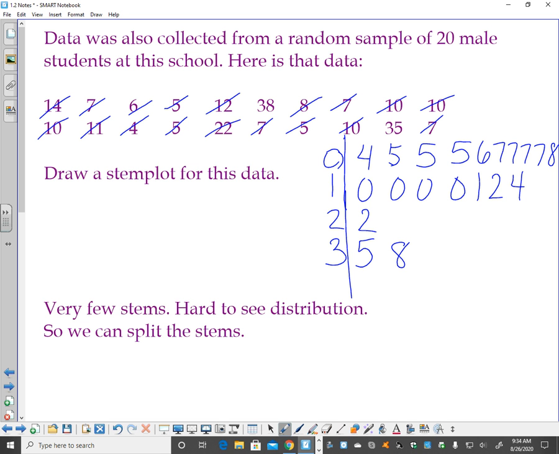Okay, so there's my stem plot. I need to do a key. So my key is that 0, 4 represents 4 pairs of shoes. Okay, now this one only has 4 stems, and 2 of the stems are really heavy. They're really long. So what we're going to do is we're going to split the stems.